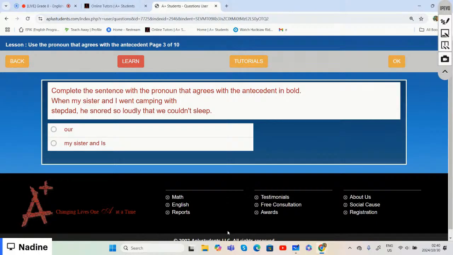All right. When my sister and I went camping with our stepdad, he snored so loudly that we couldn't sleep. Or is it option two that says, when my sister and I went camping with my sister and I's stepdad, he snored so loudly that we couldn't sleep? Which one is correct?